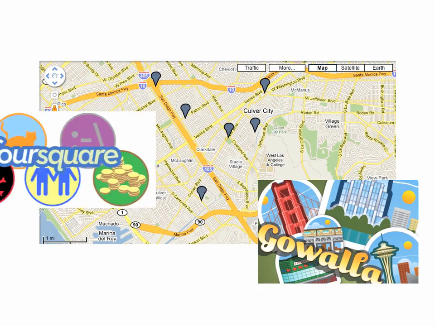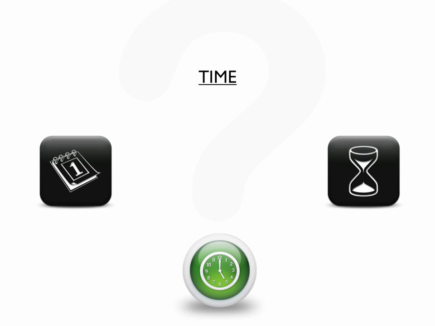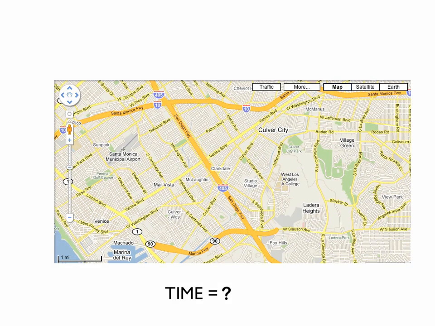Location you're familiar with thanks to companies like Koala, Foursquare, and Whirl. But time has largely been ignored because there's been no good way to integrate it, until now. We start with a map. If you think of the latitude as X and the longitude as Y, then time must be Z.